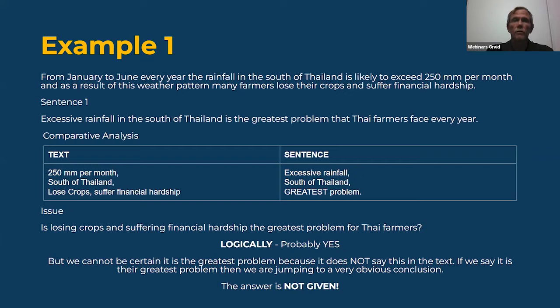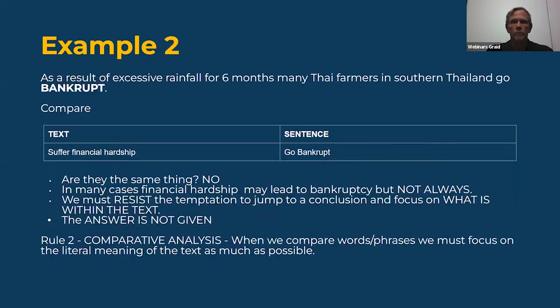Now, let's consider another example. We have a slightly different sentence here. It says, as a result of excessive rainfall for 6 months, many Thai farmers in southern Thailand go bankrupt.